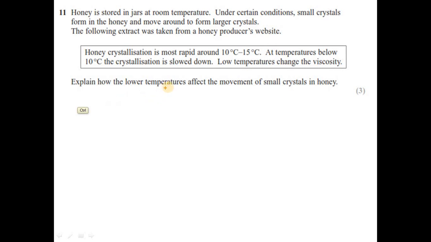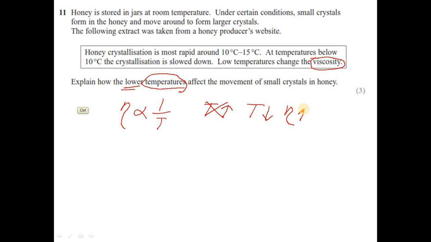This is again a typical question discussing the relation between temperature and the viscosity. And you know that viscosity of a liquid is inversely proportional to the temperature, meaning if you increase the temperature, viscosity decreases. If you decrease the temperature, viscosity increases. In this case they are saying the lower the temperature, so if temperature is decreased, that means viscosity is going to increase.